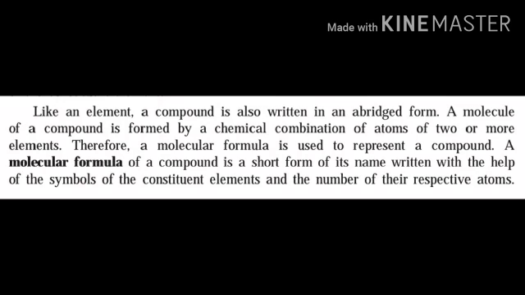Like an element, a compound is also written in an abbreviated form. Abbreviated means it is a short form. A molecule of a compound is formed by a chemical combination of atoms of two or more elements. For example, we write H2O, like that oxygen O2, carbon dioxide CO2. So therefore, a molecular formula is used to represent a compound. A molecular formula of a compound is a short form of its name written with the help of symbols of the constituent elements and the number of their respective atoms.